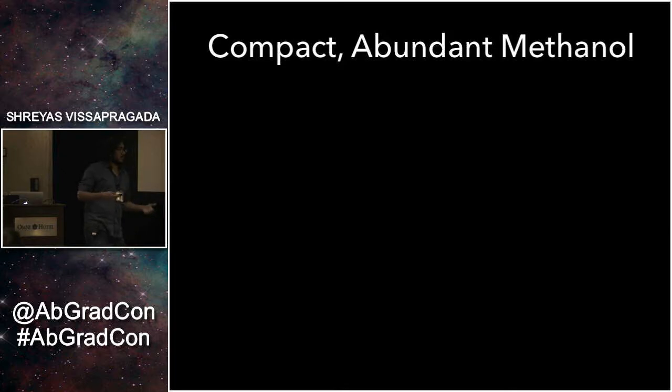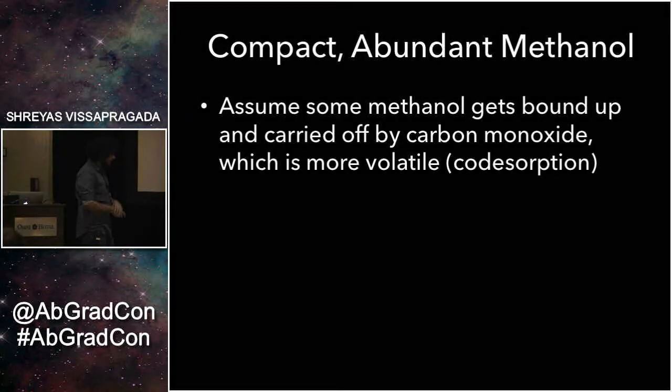So what are ways in which we can produce compact, abundant methanol? One way that we've been considering is called co-desorption, in which this methanol is forming on carbon monoxide ices. Sometimes the methanol can get caught up in the carbon monoxide, and thus when the carbon monoxide desorbs, it can carry off a little bit of methanol, which is more volatile on these surfaces. And so we thought that this might give sort of a boost near the carbon monoxide snowline.